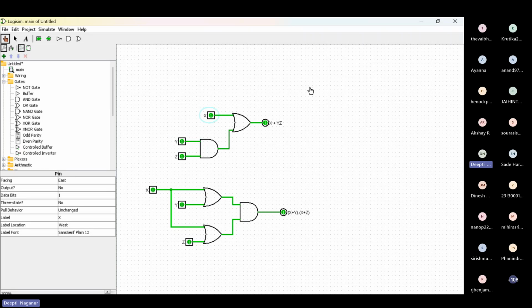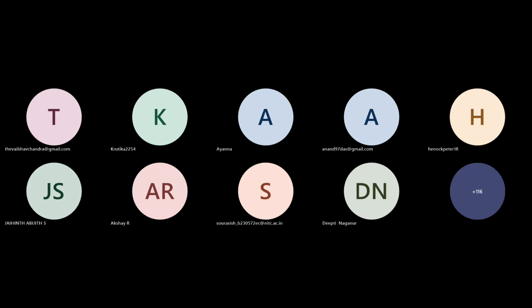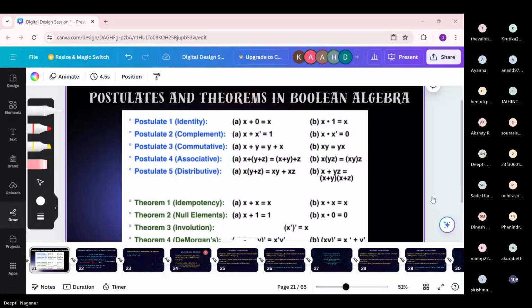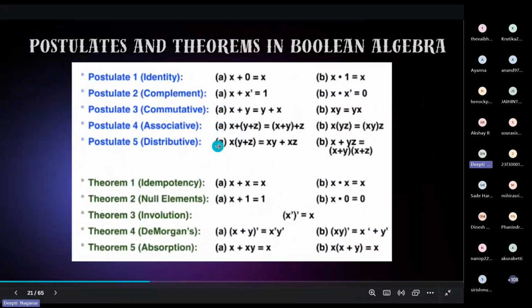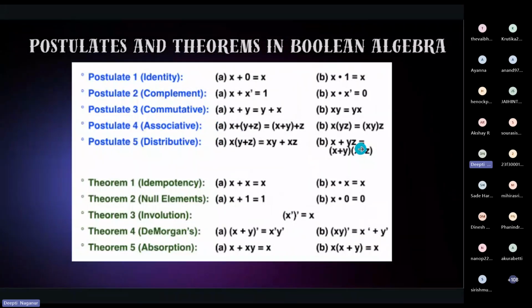So you can see that I took different cases and I tested and I'm getting the same outputs for both these logical gates, which proves this postulate, that is x plus yz equals x plus y into x plus z. So I have proved this part, that is postulate 5b part, because this is a little tricky.